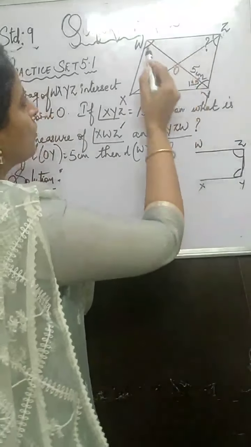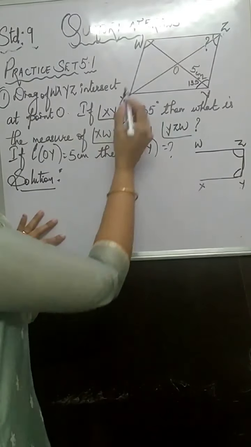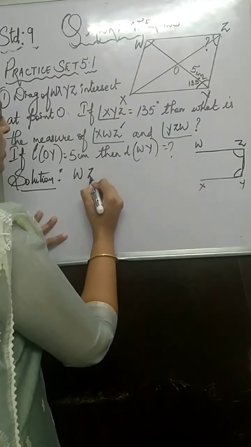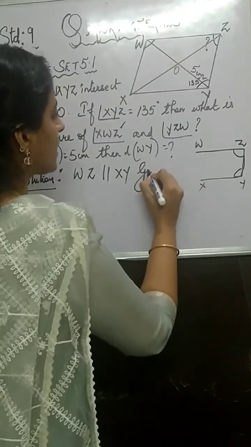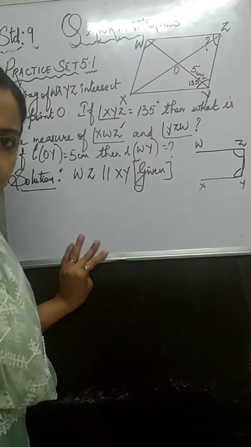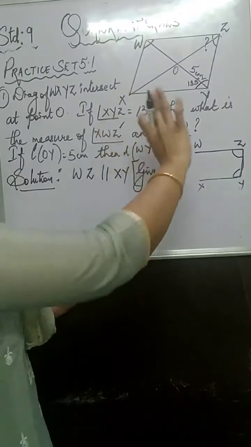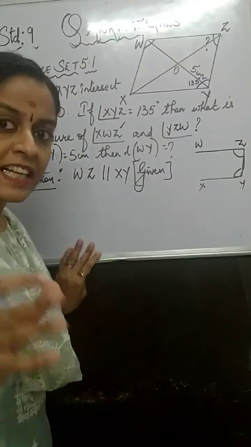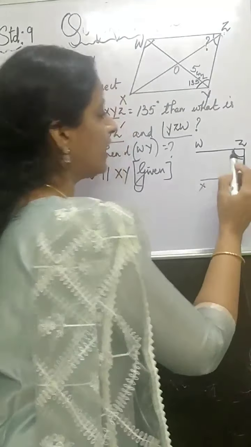Be happy. Okay. Now let's find YZW. This angle let us find. So first thing we will write, WZ parallel to XY. Write given. If it is a parallelogram, then the opposite sides will be parallel. No need to write that statement. Just write given. It is a parallelogram, so opposite sides will be parallel. If these two are parallel, then we discussed that these two are the interior angles.